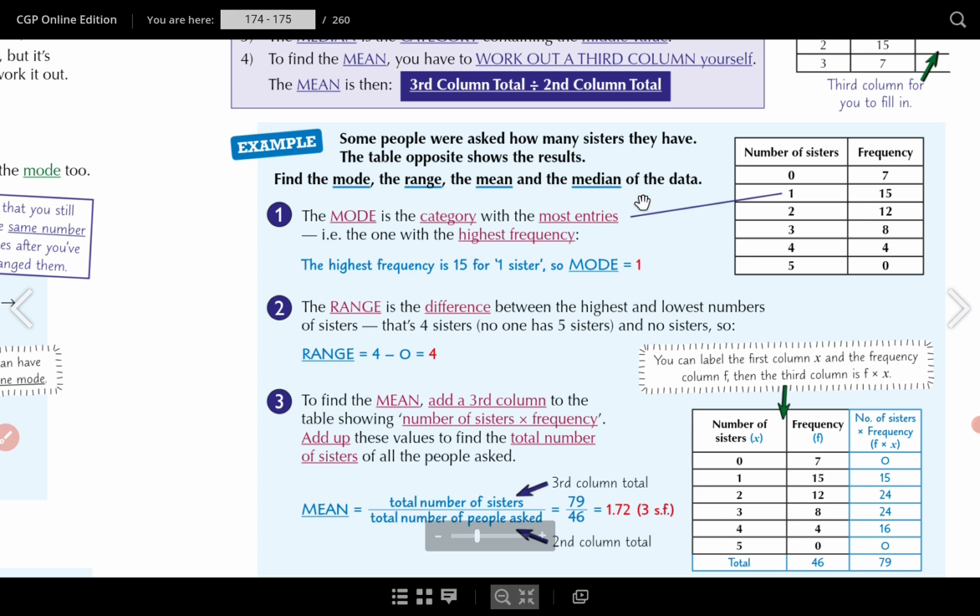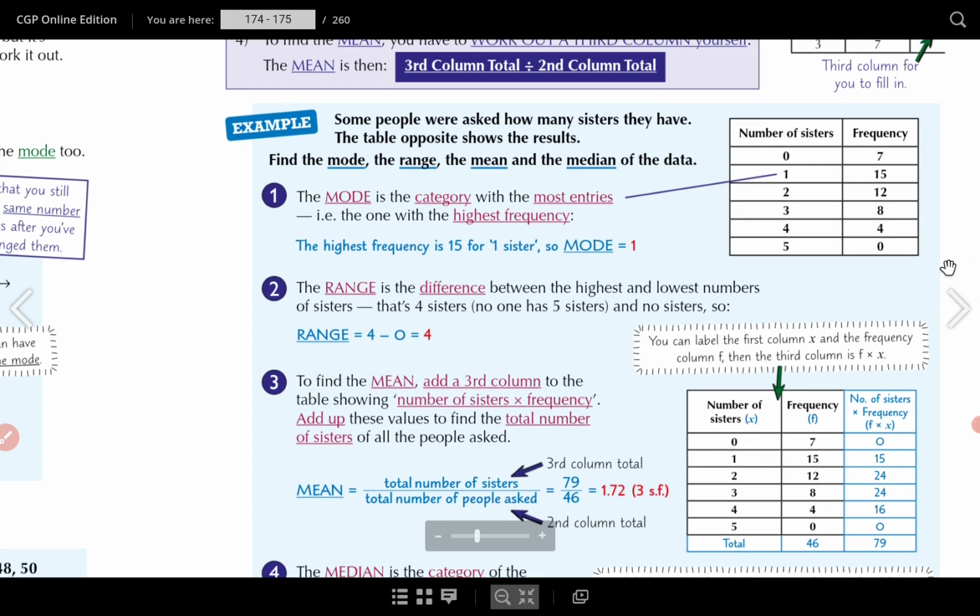Okay, so here what we are going to do is this. The mode is the category that has the highest frequency. I've already stated that. The mode, the category with the highest frequency, you just look at the frequencies here. The highest frequency here happens to be 15. So if 15 is the highest frequency, it means your mode is basically just 1. Okay, pretty much easy.